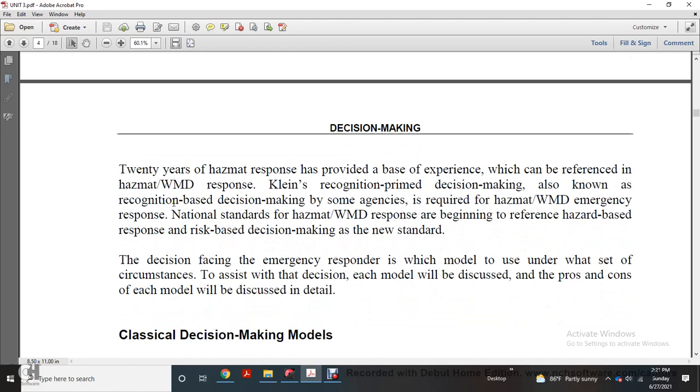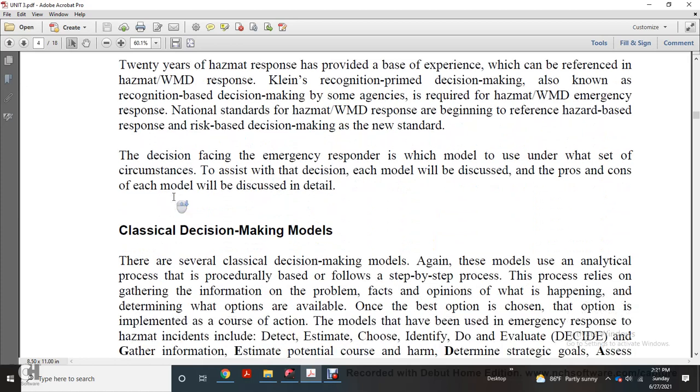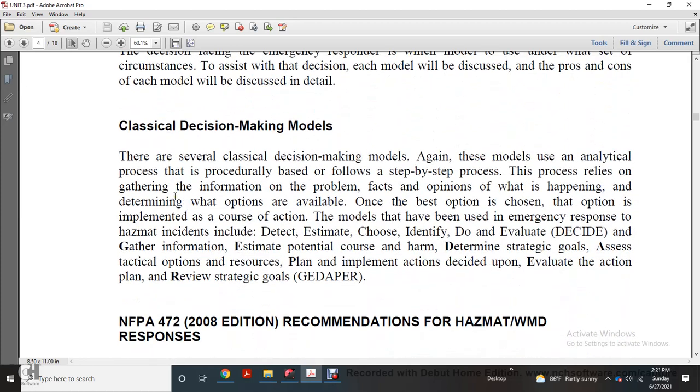Decision phases of the emergency response: the model is used to understand the circumstances of the specific decision. Each model will be discussed in detail, with the pros and cons of each. Classical decision-making. Classical decision-making models are analytical and procedurally based, following a step-by-step problem-solving process that relies on gathering information, the facts, and opinions to determine what options are available, with the best option chosen and implemented.